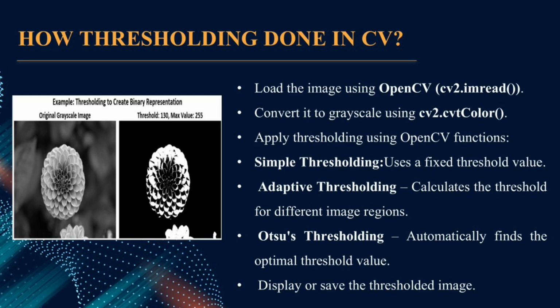The steps are very simple. First, load the image and convert it into grayscale because thresholding works on intensity values. Then apply one of the thresholding techniques. Simple thresholding uses one fixed threshold value for the entire image. Adaptive thresholding calculates different threshold values for different regions of the image. This works well when lighting conditions are uneven. Otsu thresholding automatically finds the best threshold value without specifying it manually. Finally, the processed image is displayed or saved.